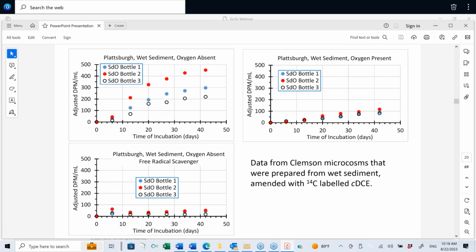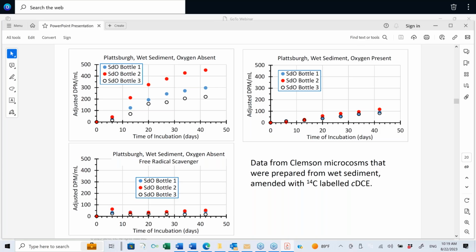These are some data from sediment at Plattsburgh that was analyzed using the Clemson assay. In the upper left-hand corner, we have three different bottles. We're tracking the concentration of total radio-labeled polar products over time. You can see that if oxygen is absent, the stuff accumulates fairly rapidly.